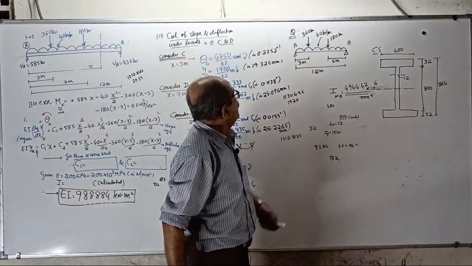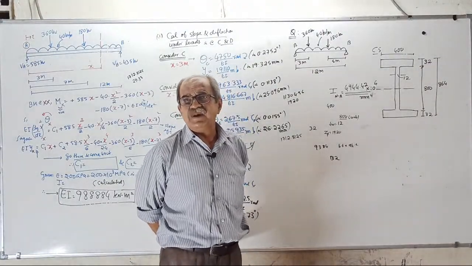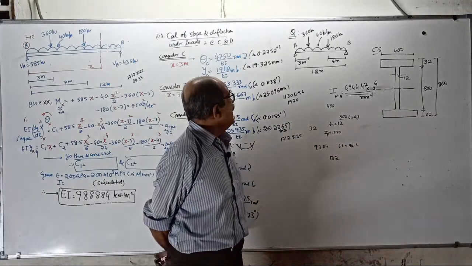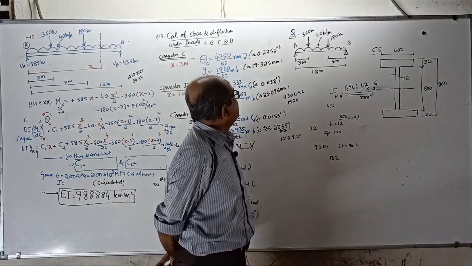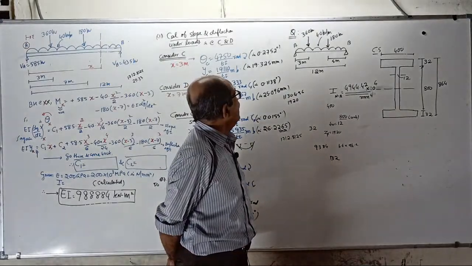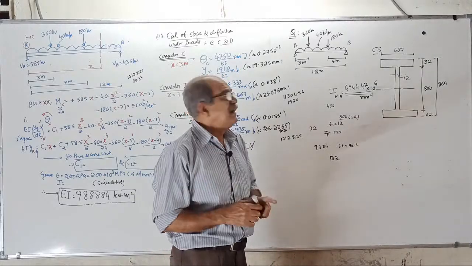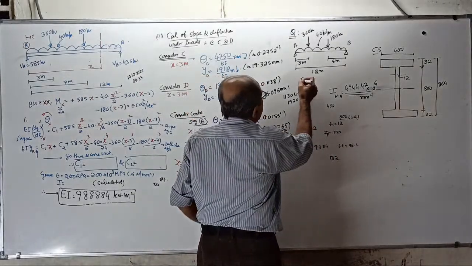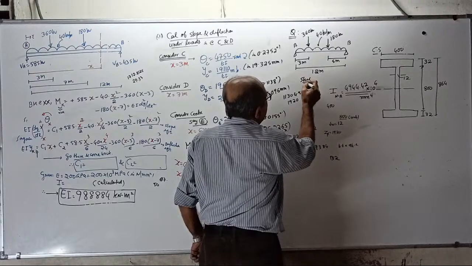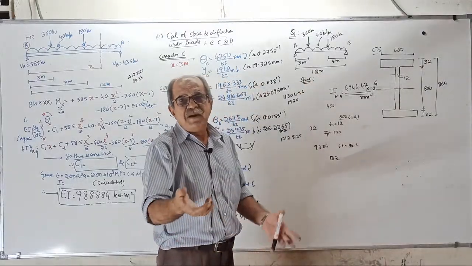Okay, now the UDL of 40 kN per meter is a working load. Remember, it is a working load over the entire span. Then point loads of 360 kilonewton and 180 kilonewton. 360 at 3 from left end, 180 at 5 from right end. It is told steel beam. Remember, it is steel, which is usually fabricated steel.